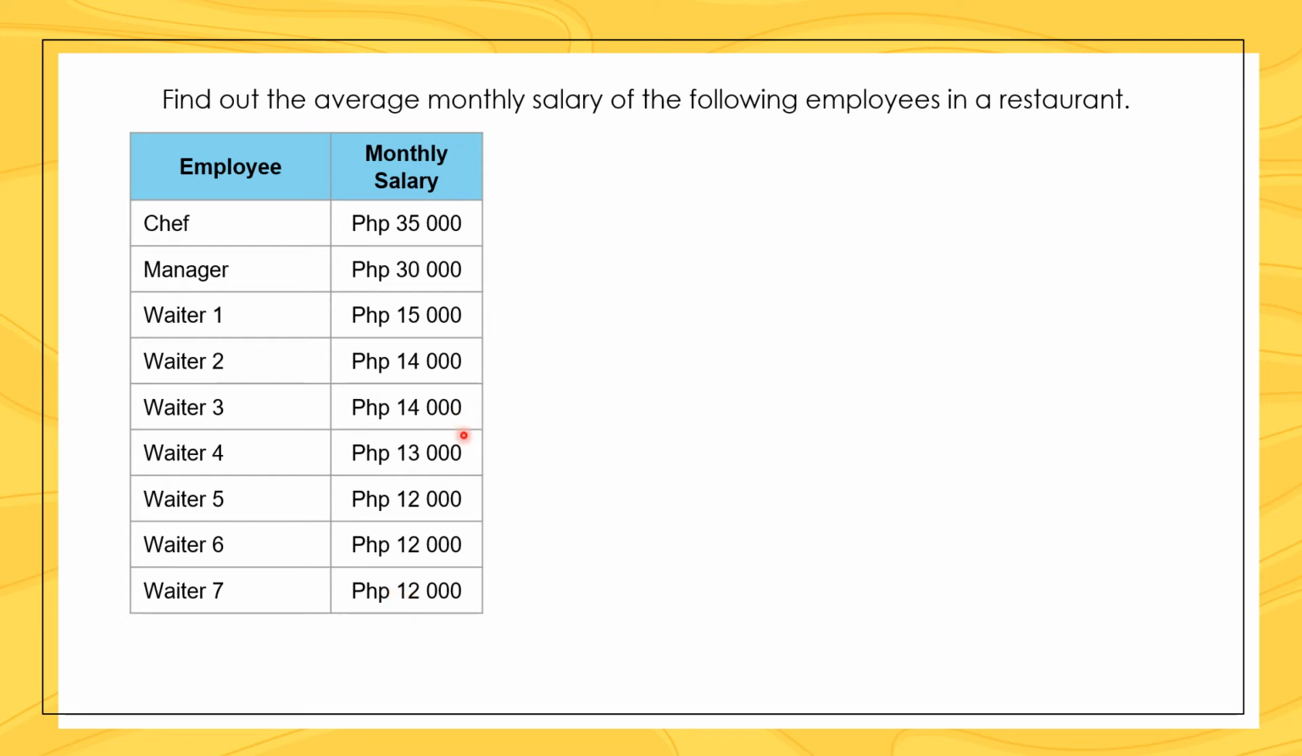Again, in finding the average monthly salary, we add all the data and then we divide it by the total number of data. In this case, we'll add the monthly salary of each employee and we will obtain 157,000 pesos. And then of course, we divide it by the number of employees, or the number of data. We divide it by 9. So 157,000 divided by 9 will give us 17,444 point 44 centavos. So we already found out the average monthly salary.